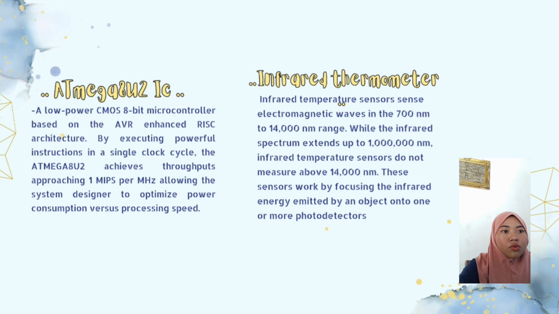Infrared thermometer sensor with a range of minus 100 to 1000 degrees. Infrared temperature sensors do not measure above 400. This sensor works by focusing the infrared energy emitted by the object onto one or more photodetectors.